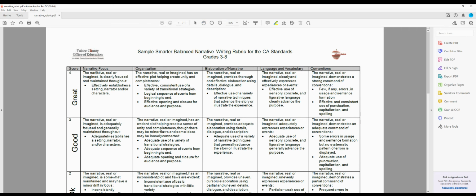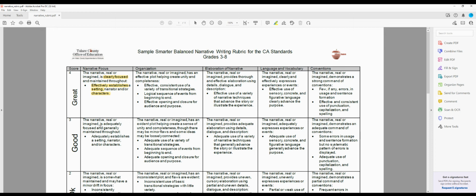So let's talk about the focus. The narrative, real or imagined, is clearly focused and maintained throughout, effectively establishes a setting, narrator, and or characters. I'm going to have you highlight or underline clearly focused, and underline effectively establishes setting, characters. Your character may be a narrator, and we're going to talk about that when we do our point of view lesson.